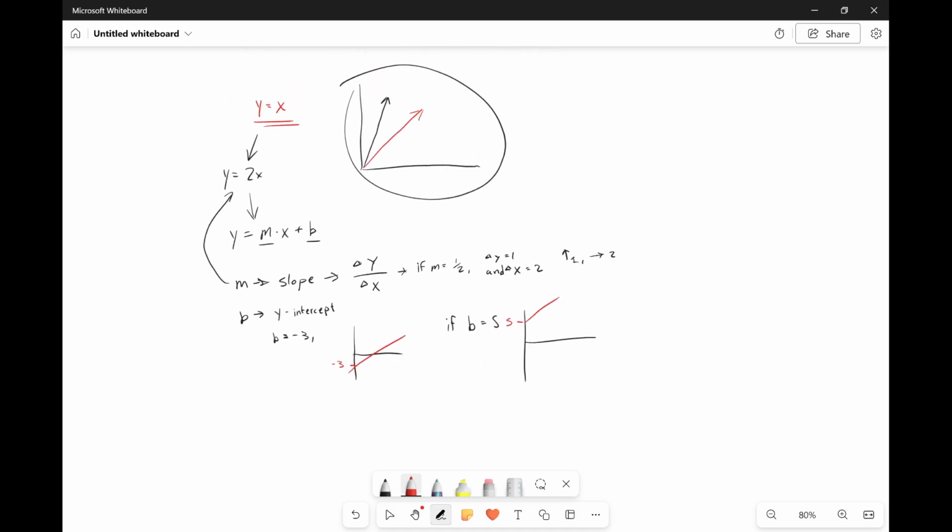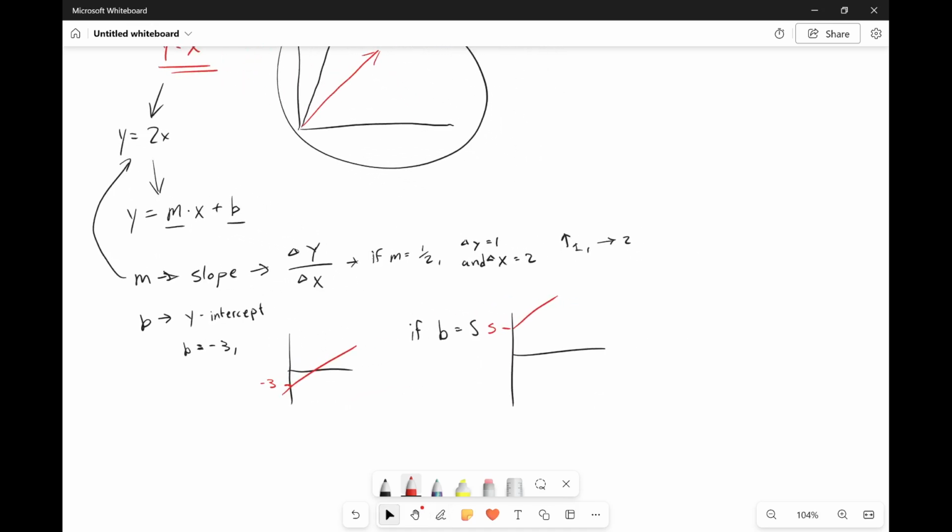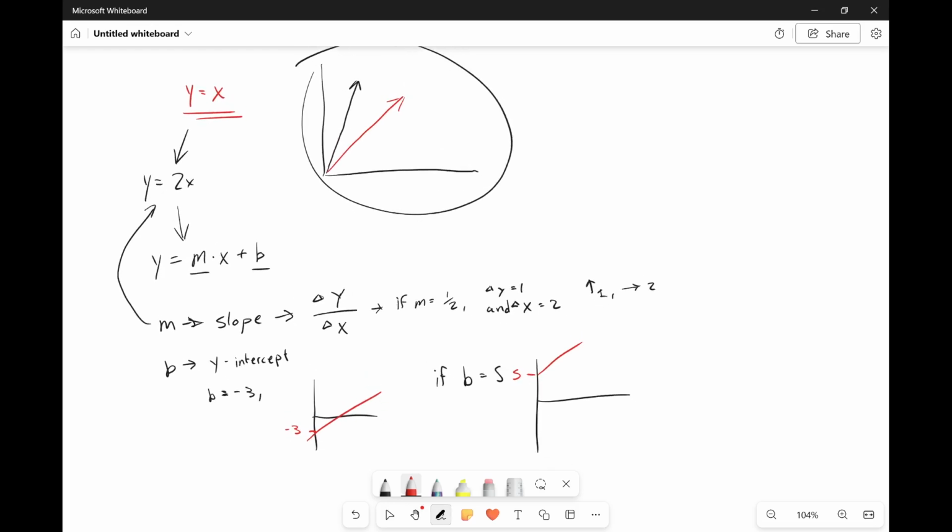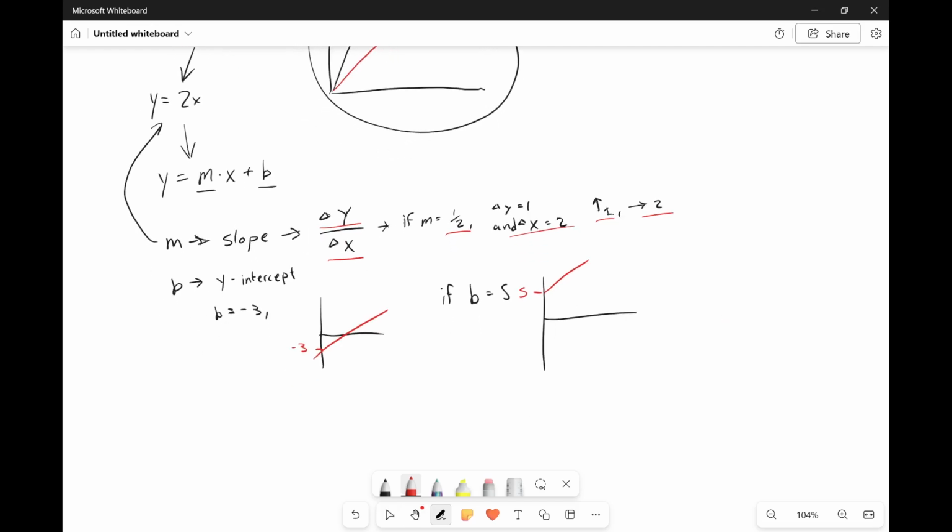So that's a little summary of y equals mx plus b, where m is your slope, and it's equal to your change in y divided by your change in x. So if m is 1/2, and y is 1, and x is 2, then you'd go up 1 and over 2. And b is your y-intercept, shifts the function vertically, and also states the value of the function when x is equal to 0.